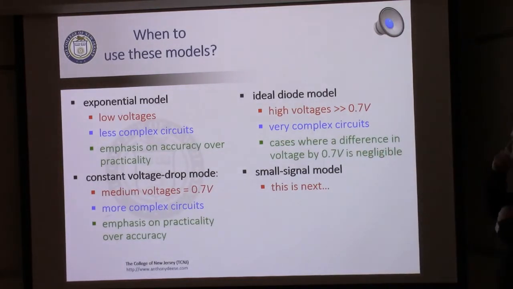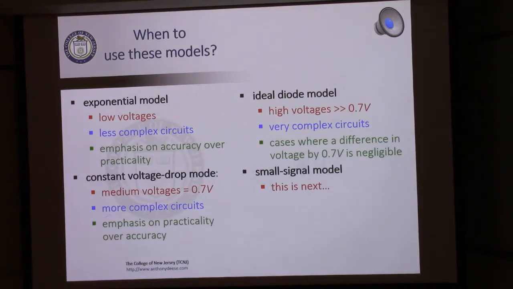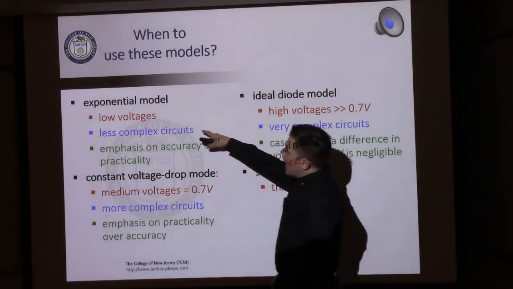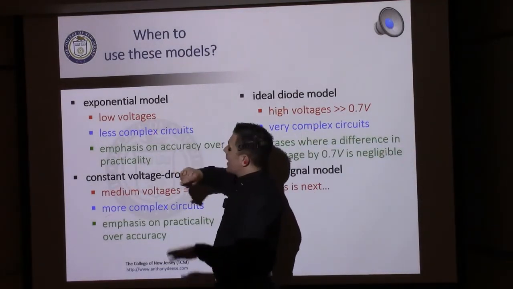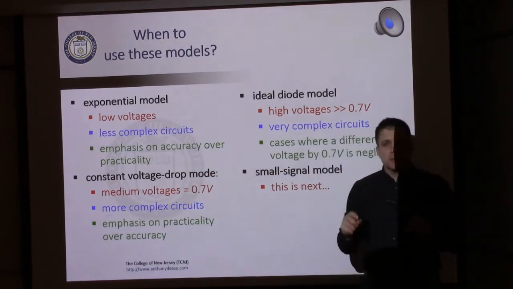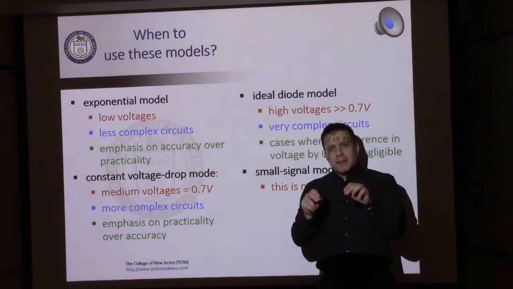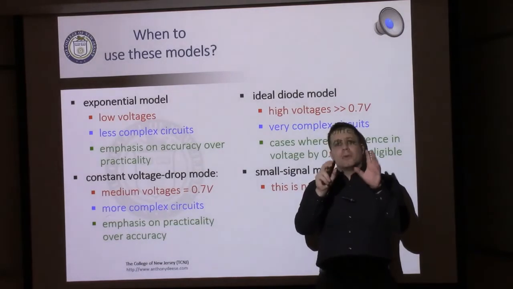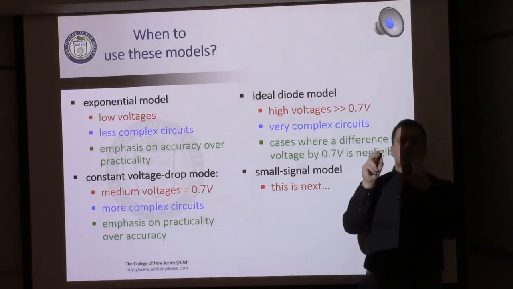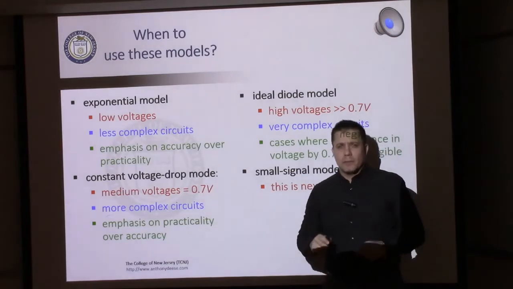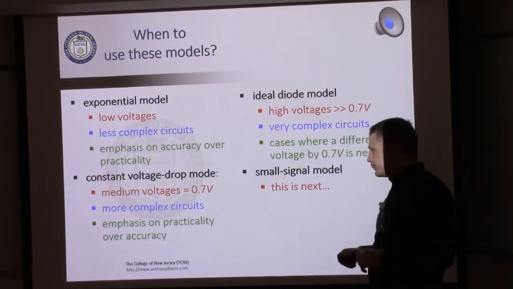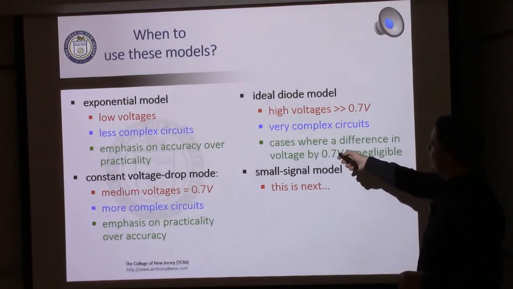So let's say, for example, the exponential model. The exponential model is going to be important to use when we have a real emphasis on accuracy over practicality. It's going to be good to use in less complex circuits. And it's going to be more important to use at low voltages, because at lower voltages, that's where we see the biggest difference between the way that the exponential model behaves and the ideal or the constant voltage drop model behaves.